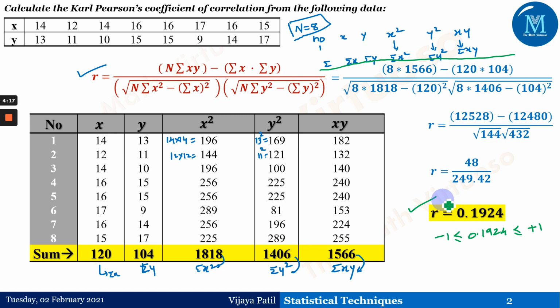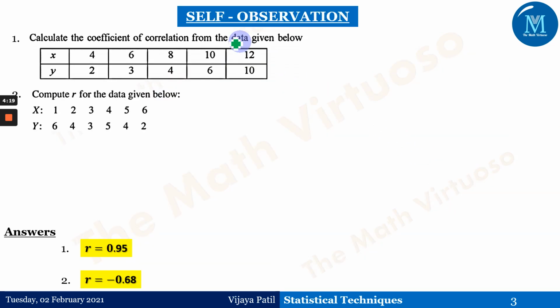Yeah, and this is a self-observation slide wherein 2 questions have been given along with their answers. Again, if you observe, the numbers are 4, 6, 8, 10, 12, 10. That means these numbers are very small, so you can directly move to the direct method, the one which we have solved now. That is it from this particular part 2.